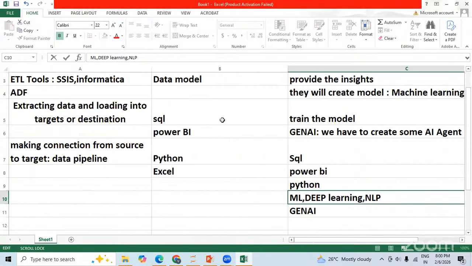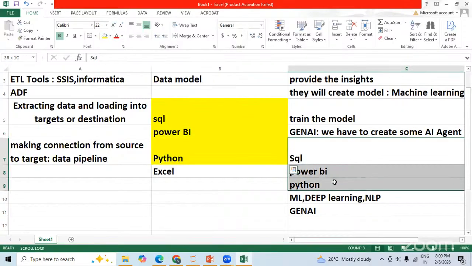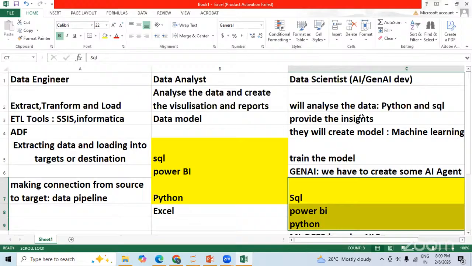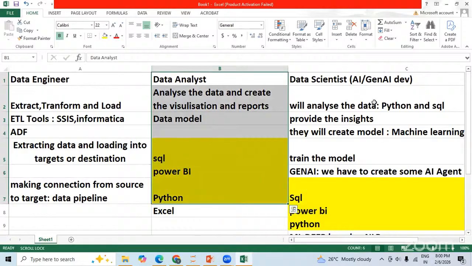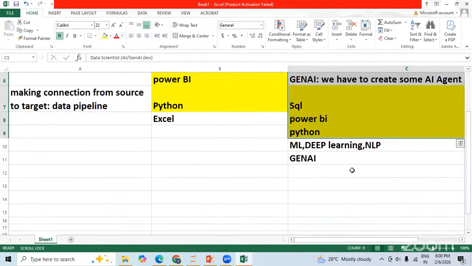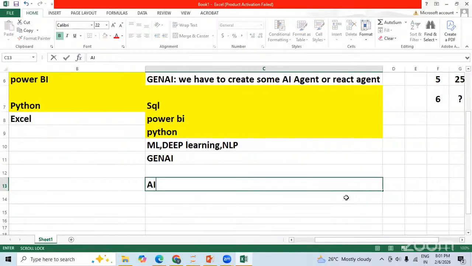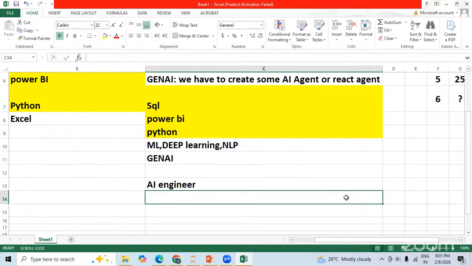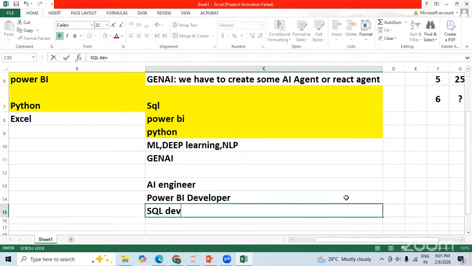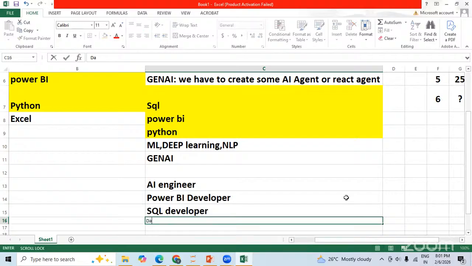Now, if you see here, these three elements are common, guys. Why is this common? Without analyzing the data and providing insights, you cannot create an AI model or machine learning model. So you will require data analyst skills. If you have data analyst skills, only then can you become a data scientist. So if you join this data scientist course, you have a benefit. What is the benefit? You can join as an AI engineer, meaning you will have vacancies. After that you can go for Power BI developer, you can also go for SQL developer, and you can also go for data science engineer.